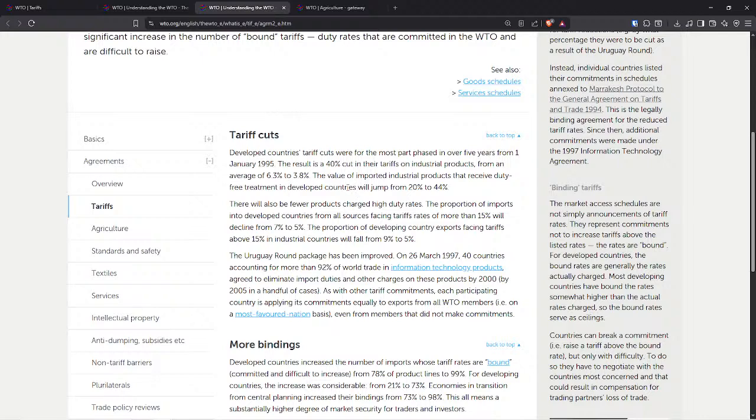Developed countries' tariff cuts were, for the most part, phased in over 5 years from 1st of January 1995. The result is a 40% cut in their tariffs on industrial products. The value of imported industrial products that receive duty-free treatment in developed countries will jump from 20% to 44%.